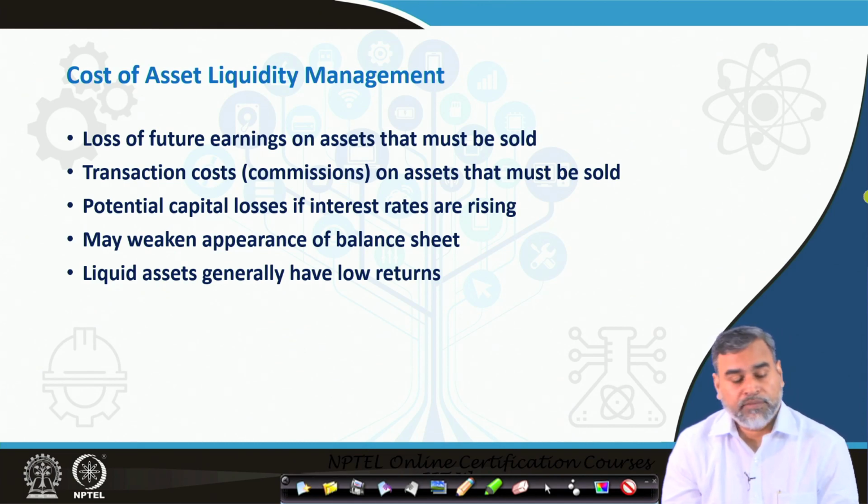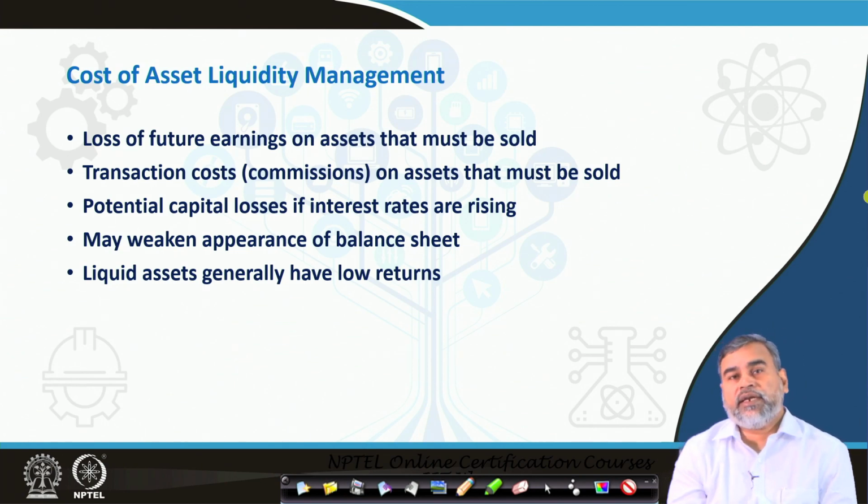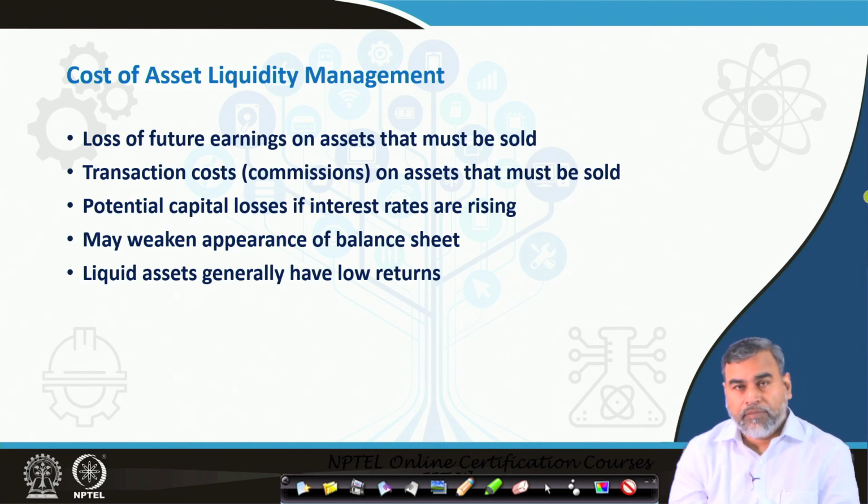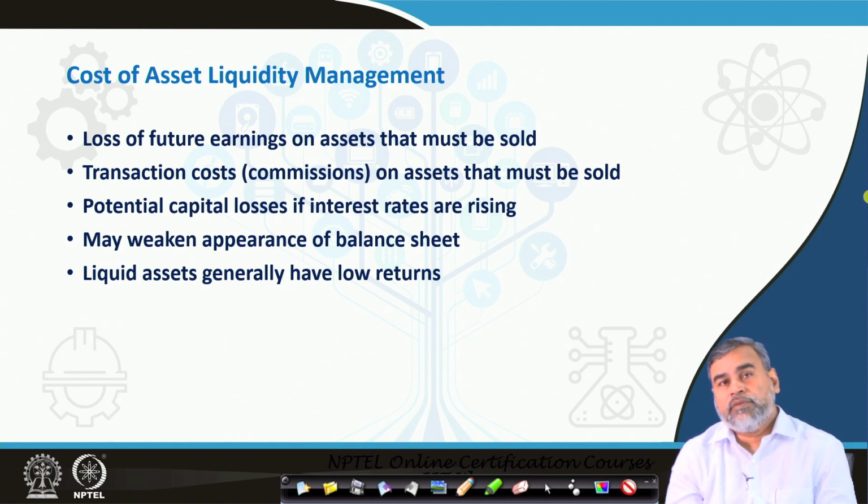Even if at that particular point of time the asset could have given better results if we held it up to maturity, instead we are getting less return, because we are redeeming it prematurely, and using the proceeds to maintain our liquidity. So, that is why there is a chance of loss. The loss of future earnings creates a problem if we frequently sell those assets in the market.